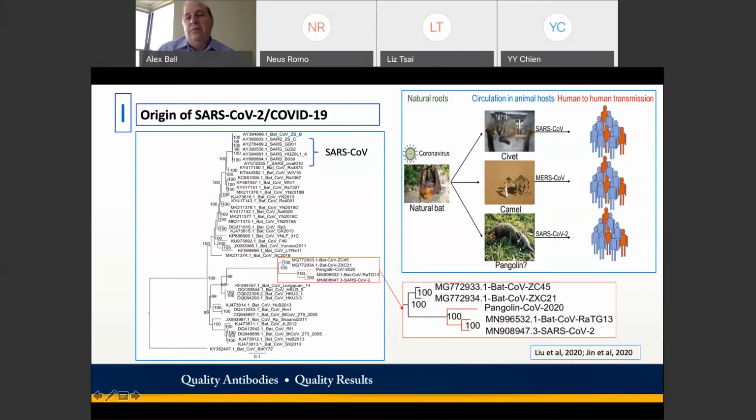And then there were these intermediate hosts. For SARS-CoV, it was thought to be these civet cats. For MERS-CoV, it was thought to be camels. And then for SARS-CoV-2 there's a question, but it's suspected to be these pangolins, even though that nevertheless may have involved multiple recombination events.